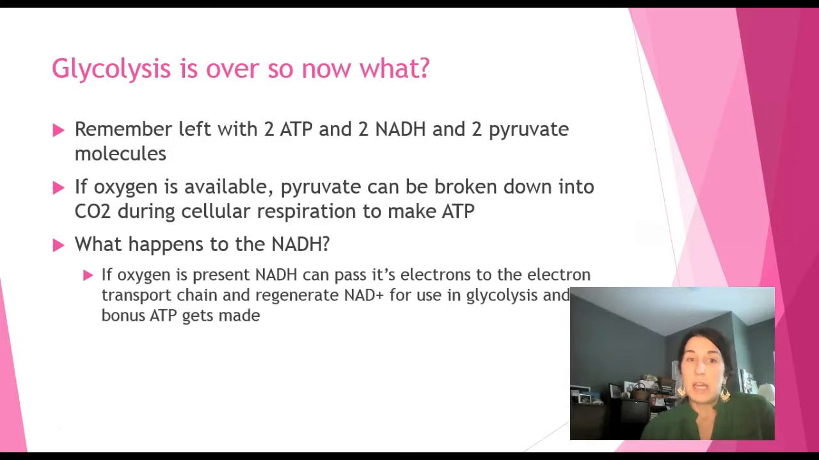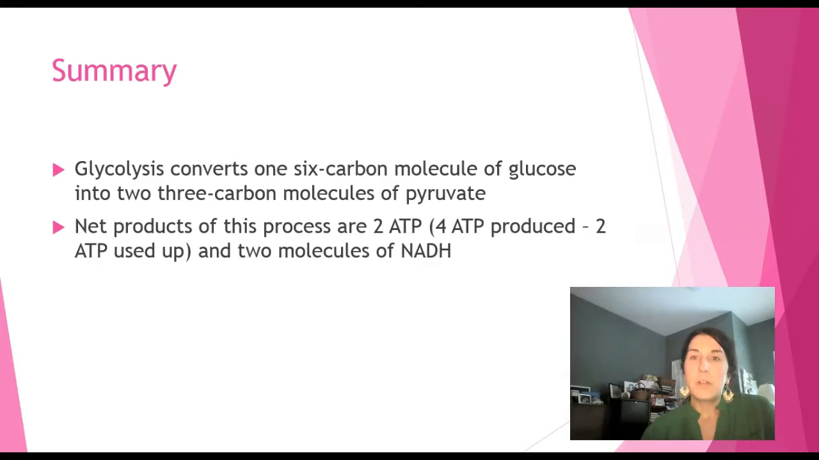What happens to NADH? If oxygen is present, it can pass its electrons to the electron transport chain, and then that NAD can be regenerated for use again in glycolysis, and bonus, more ATP gets made. So in summary, glycolysis converts 1 6-carbon molecule of glucose into 2 3-carbon molecules of pyruvate.